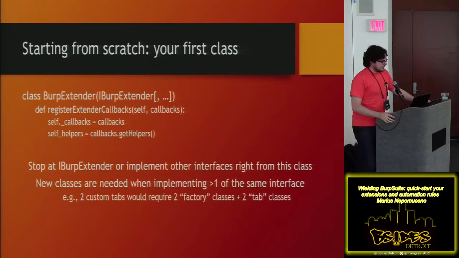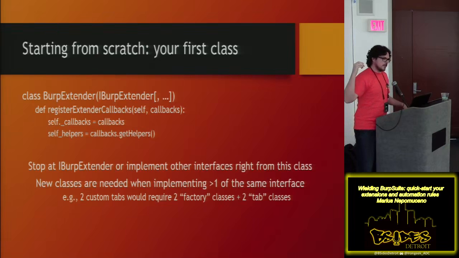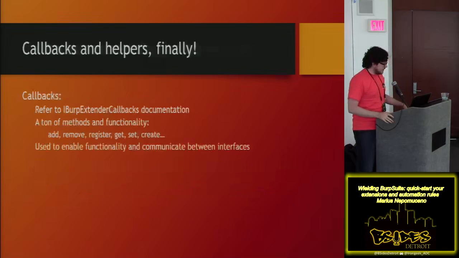New classes outside of your BurpExtender class are needed if you're going to implement two of the same BurpSuite interface, or more, so more than one. So if your extension is going to have two custom tabs, you cannot simply implement IMessageEditorTabFactory, for example, right in your BurpExtender class. You have to create a new class, and you can call it whatever you want at that point. And in that new class, implement IMessageEditorTabFactory. I'll reiterate that with examples as well.